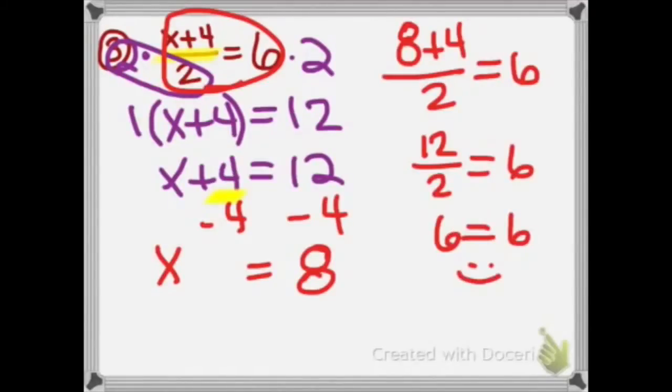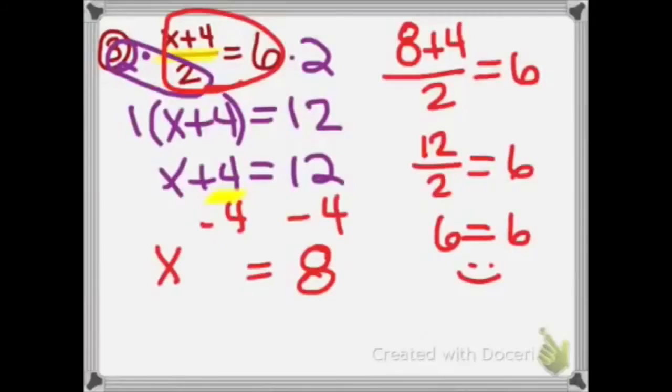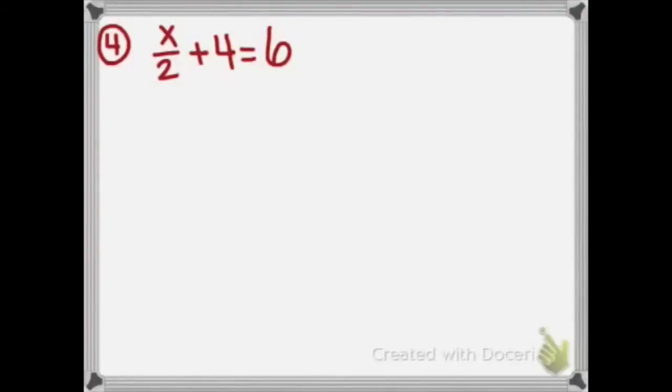So that worked out. Our final type is the type that looks like number 4. And number 4 is a small fraction. Do you see the difference between that and the previous problem? We had a large fraction on number 3, and on number 4 we have a small fraction here. So we're not going to do step number 2 because that's only talking about large fractions. So we're going to start with step number 3.